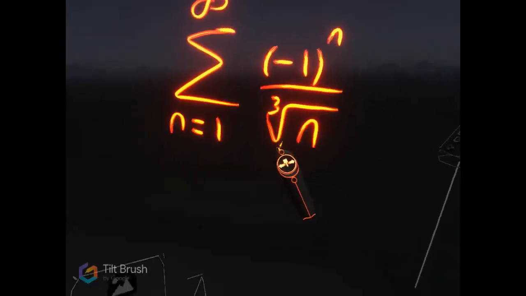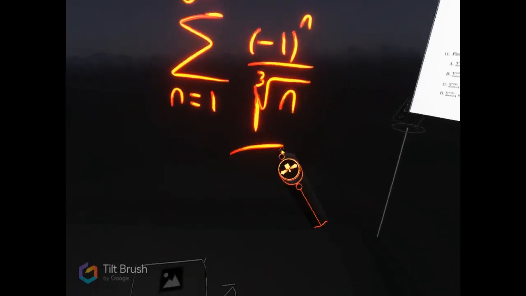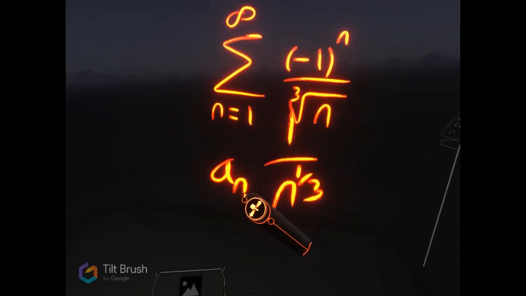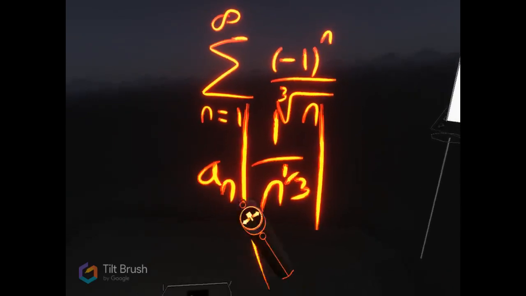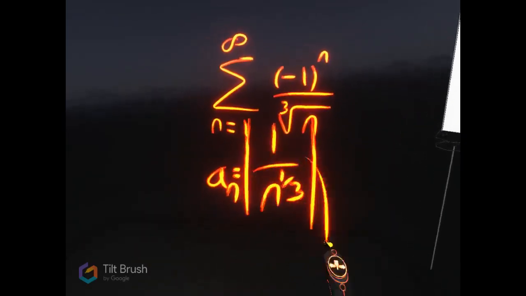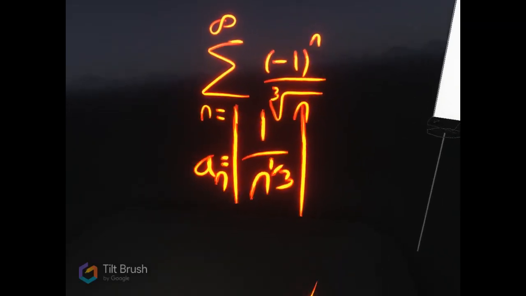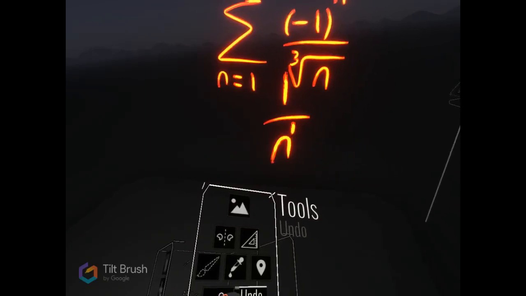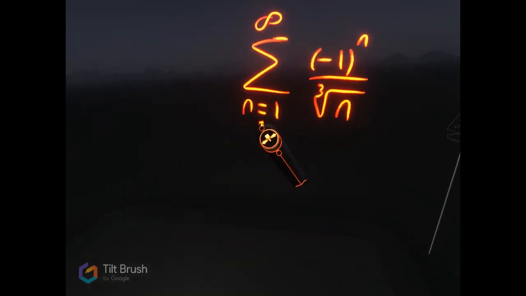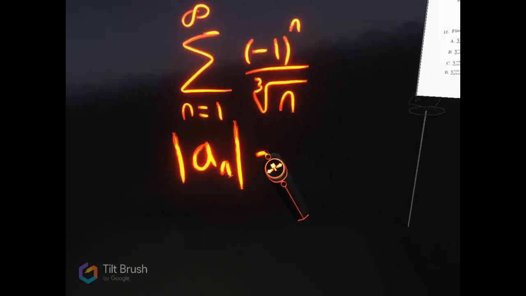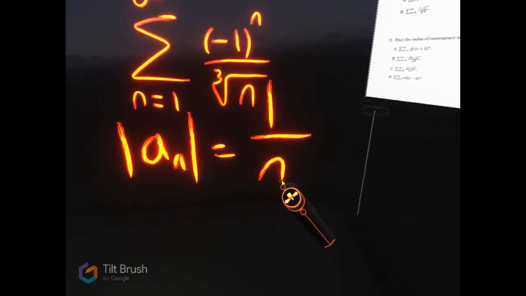So what's wrong with just using 1 over n? Well, this is a of n. That's who you compare it to. No, that's the absolute value of a of n. The absolute value bars are on the wrong side. a of n has the alternating thing, negative 1 to the n. Oh, okay. So you want to pick the power that's closest to it. Equal to 1 over n to the 1/3.